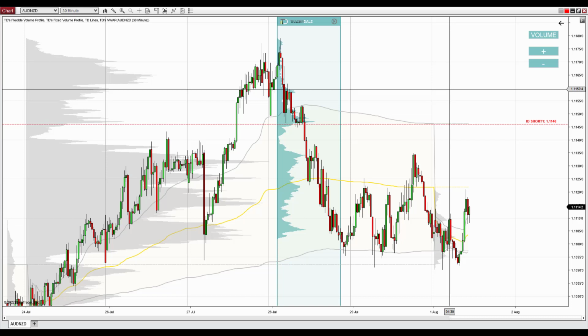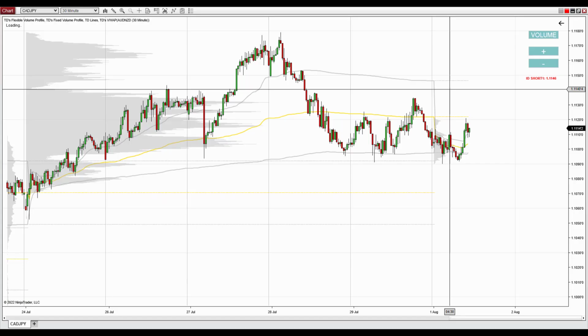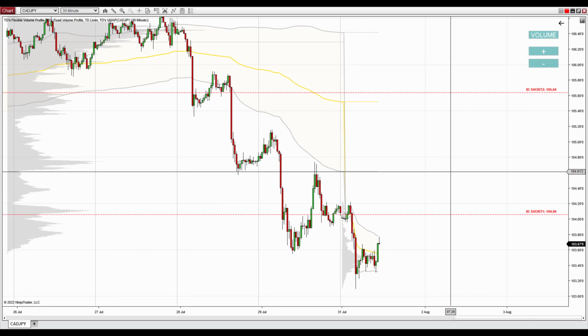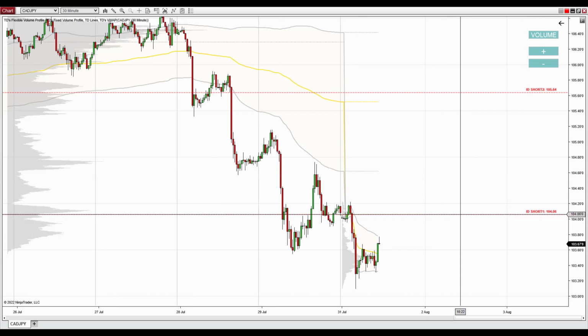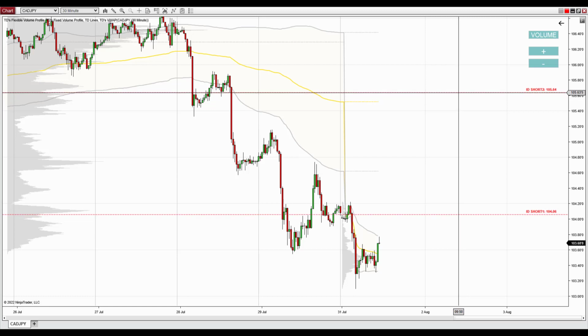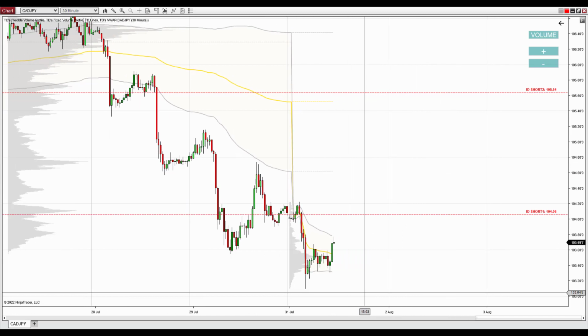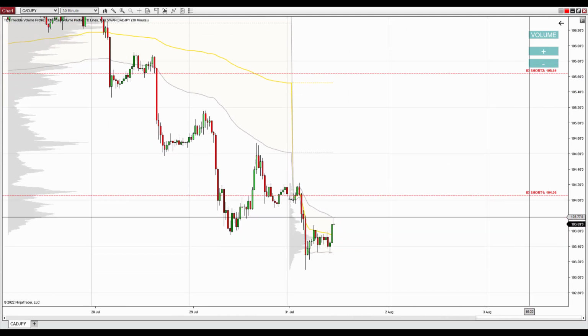And the next one will be the Canadian dollar, Japanese yen. So what I want to talk about in here are two day trading resistances. The first one is at 104.06. The second one is at 105.64. So let's first talk about the first one, 104.06.